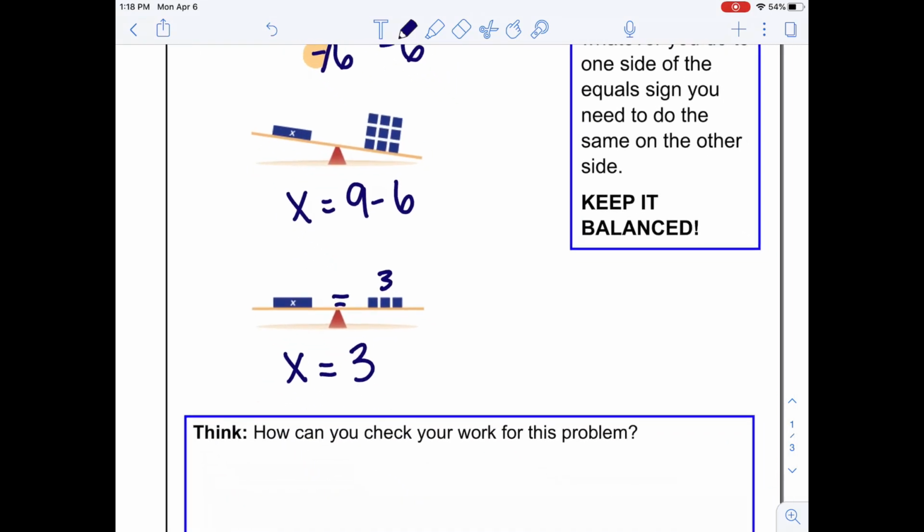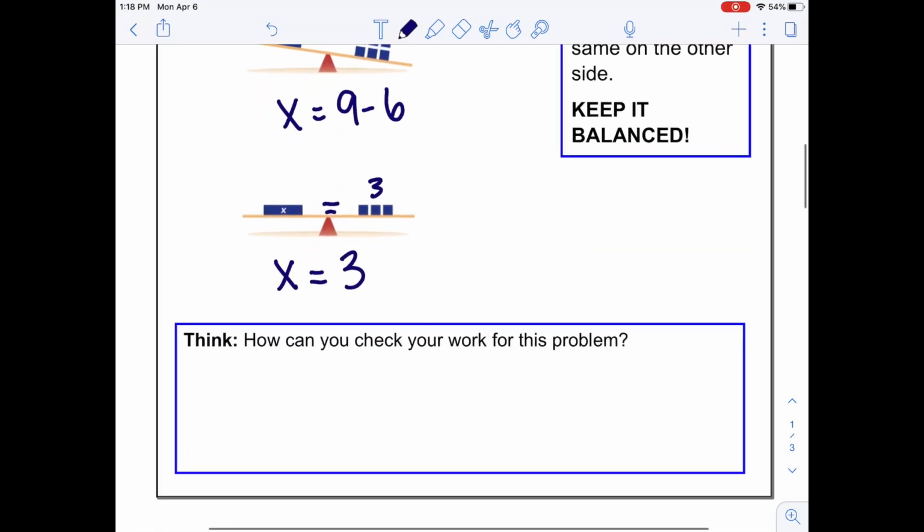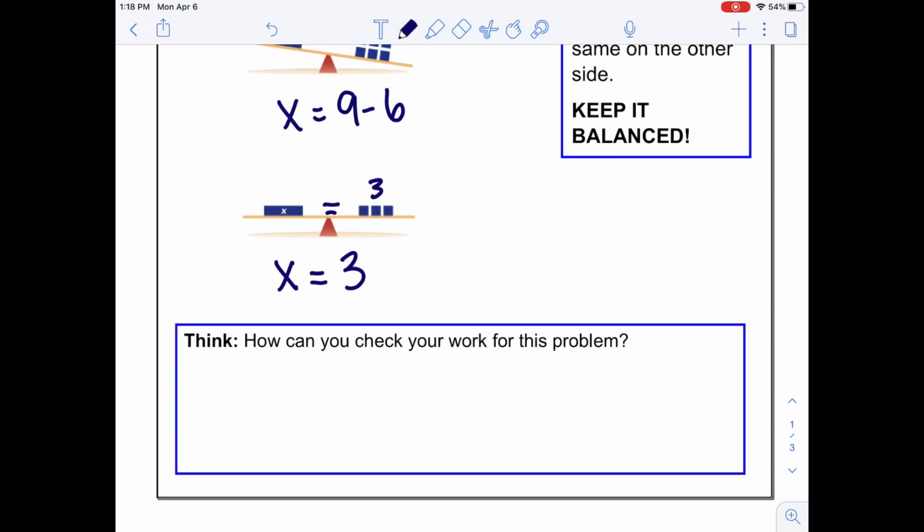Okay, so we have an answer here, but what I want you to think about down here in the blue box is how can you check your work for this problem? All algebraic equations, you are going to be able to check your work as you go to really see if you have the correct answer. There's really no reason why we might not get 100% on something, because you do have the ability to check every single answer and correct it if needed.